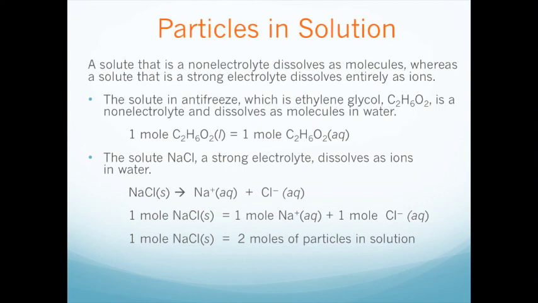The solute in antifreeze, ethylene glycol, is not an electrolyte. Therefore, it dissolves in a 1-to-1 molar ratio: 1 mole of ethylene glycol equals 1 mole of ethylene glycol in aqueous. Sodium chloride, on the other hand, is a strong electrolyte, and it dissolves as ions in water. So sodium chloride solid goes to sodium plus aqueous plus chloride aqueous, which means that 1 mole of sodium chloride solid produces 1 mole of sodium and 1 mole of chloride for a total of 2 moles of particles.